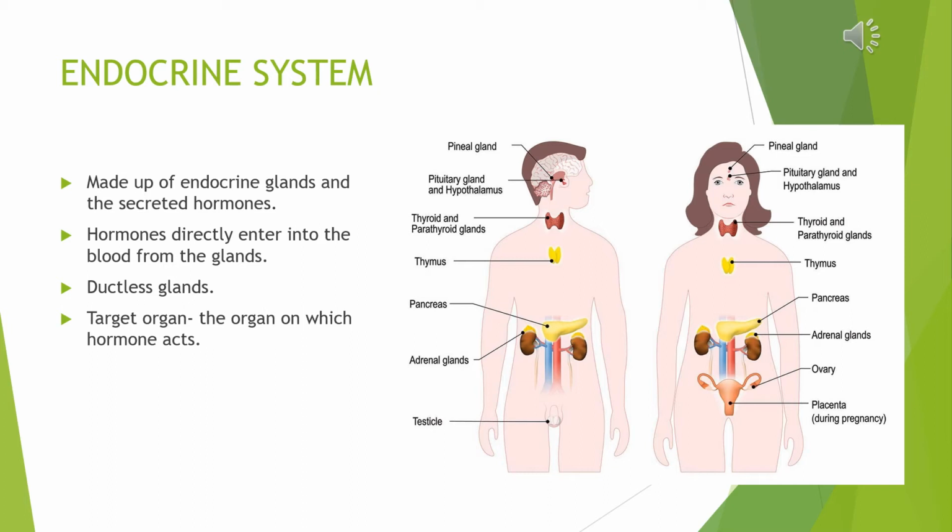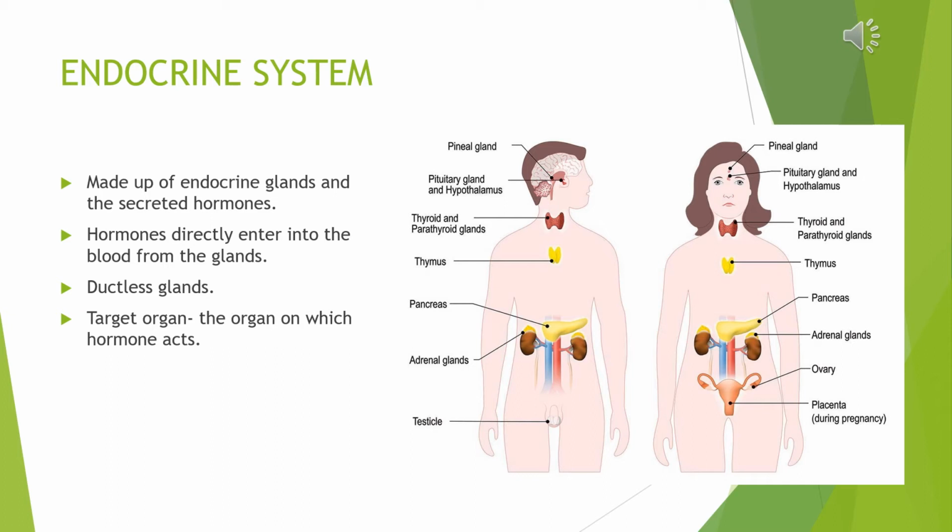Similarly, the endocrine system is also made up of different organs. Here they are called the glands, along with the hormones secreted from them. The endocrine system is assigned the particular work of communicating between the different organs inside the body. So it is made up of the endocrine glands and the secreted hormones, and the hormones directly enter the blood and go to the target organ and bring about the desirable changes.